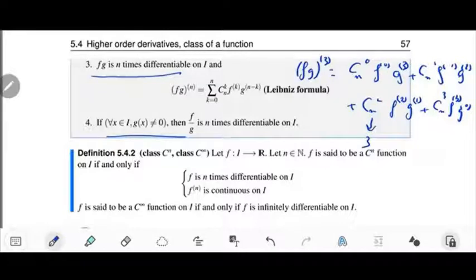For the ratio we don't have a formula, but we can conclude that it's also n times differentiable when f and g are n times differentiable.